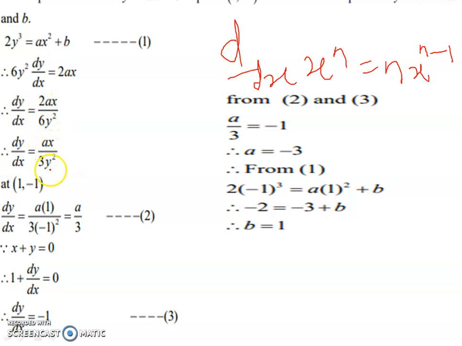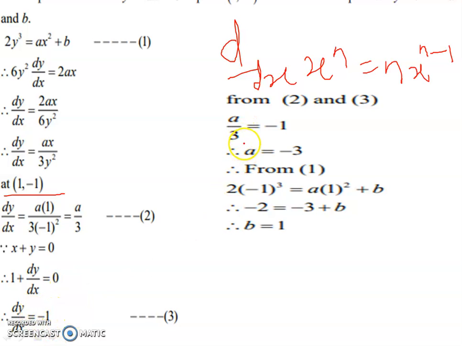We derive a x upon 3y square. Given part 1, minus 1 is given. So dy by dx is equal to a into 1 upon 3 minus 1 square, a upon 3. We have x plus y is equal to 0. We have to put the x value 1, so dy by dx is equal to 0, dy by dx is equal to minus 1.